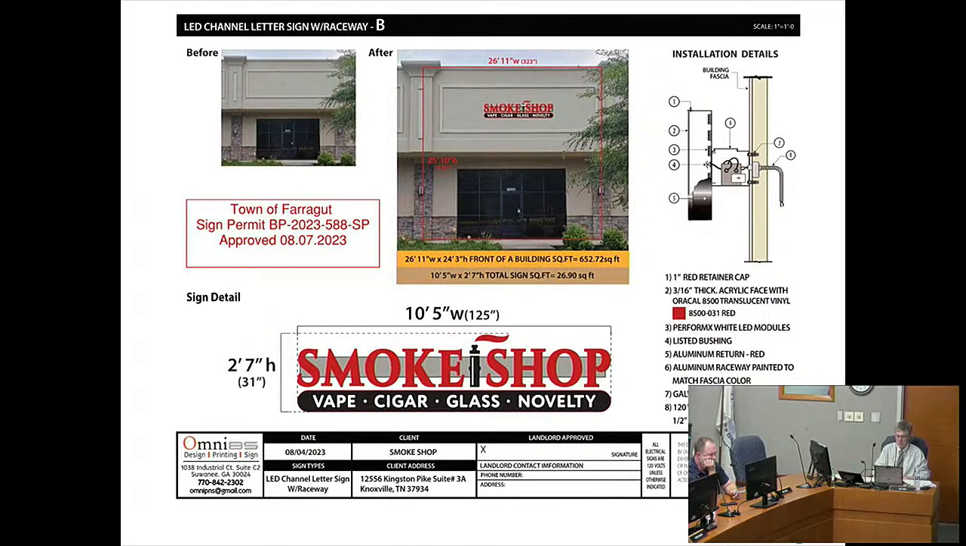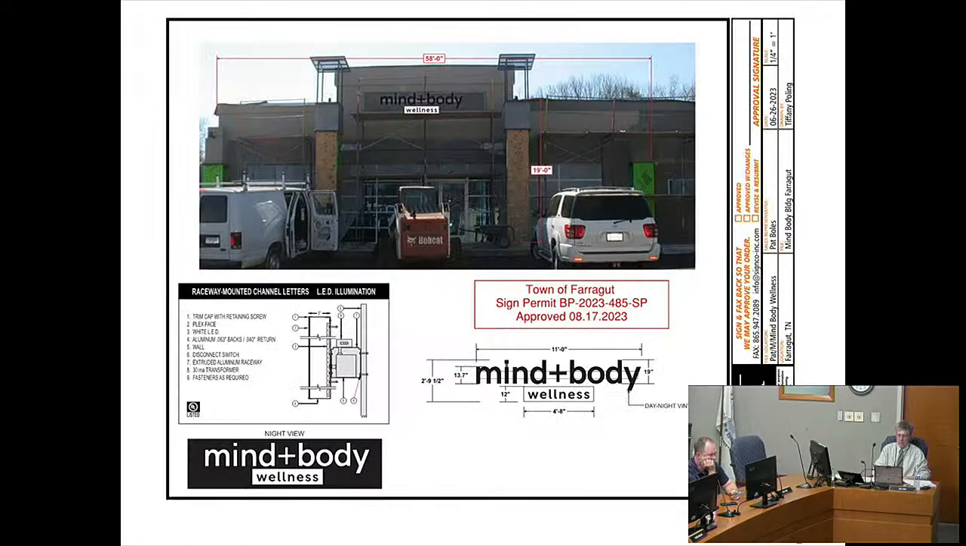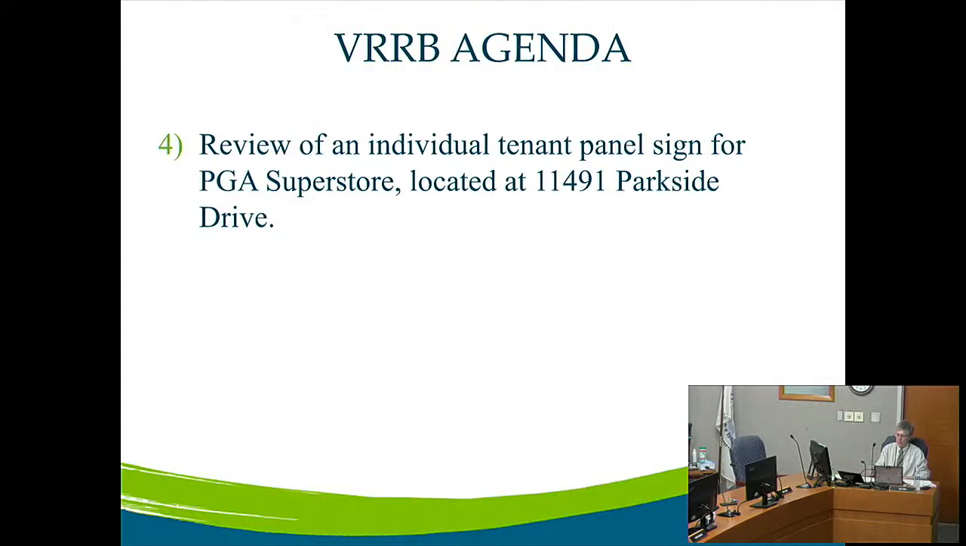Then there's a business called Smoke Shop. It's what theirs is going to look like. And Mind and Body, which is out Kingston Pike heading east. It's down there, kind of close to O'Reilly's, in that vicinity on the south side of Kingston Pike. And that's it for the wall signs. If anyone has any questions on those, I can try to answer them. Okay, with no questions, we'll move down to the ground-mounted sign applications.